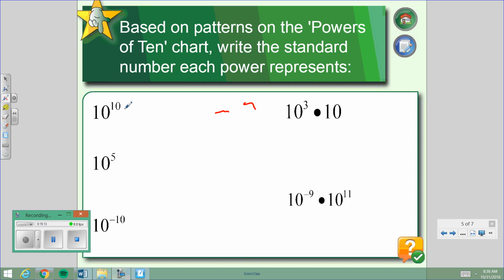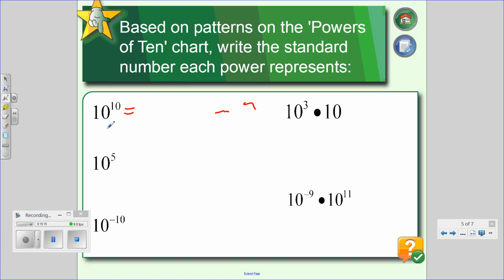So 10 to the 10th power should have, as was indicated before, 10 zeros. So you have 1 and then 1, 2, 3, 4, 5, 6, 7, 8, 9, 10. Let's put our commas in every 3 significant place values. And that is read as 10 billion, right? We didn't have that one on our chart in the back, but I think you picked up on the pattern. 10 to the 10th power will have 10 zeros in it.